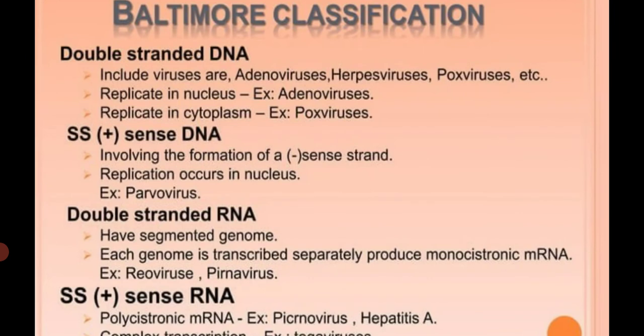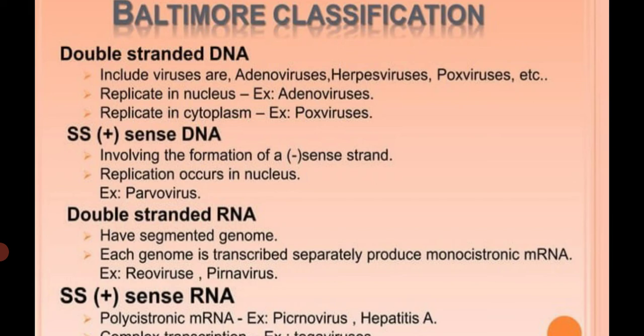Now, in detail, the first group, that was the double stranded DNA containing virus. It includes viruses like adenoviruses, herpes viruses, poxviruses. Some of them replicate in a nucleus and some of them replicate in a cytoplasm. For example, the adenoviruses replicate in the nucleus of a host, whereas the poxviruses replicate in the cytoplasm of a host.